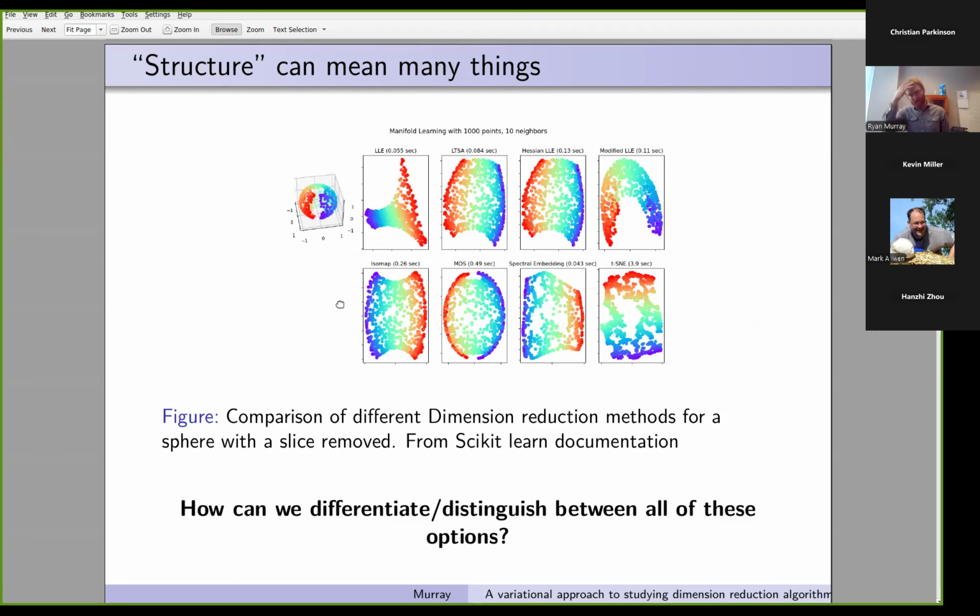So here, to illustrate what this means, this is a graphic that comes from the scikit-learn documentation. This is an example where data has been sampled from the surface of a sphere. That's this top left picture here. This is three-dimensional data that's distributed along a sphere. And then there's a slice cut out of it to seed things in a repeatable way. And then we run different dimension reduction algorithms to visualize this three-dimensional data set in 2 dimensions. This is a toy problem. And I like this because in some sense, this is the cartographer's problem. This is the problem of trying to make a map of the world.